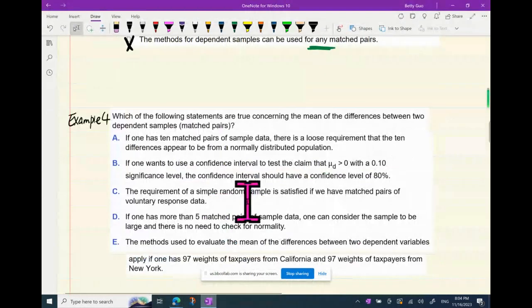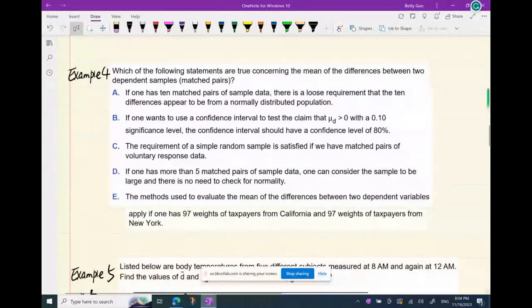Next, also a multiple choice question. Which of the following statements are true concerning the mean of the differences between two dependent samples? Okay, mean of D.